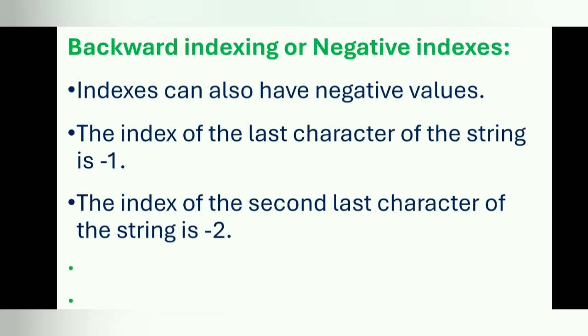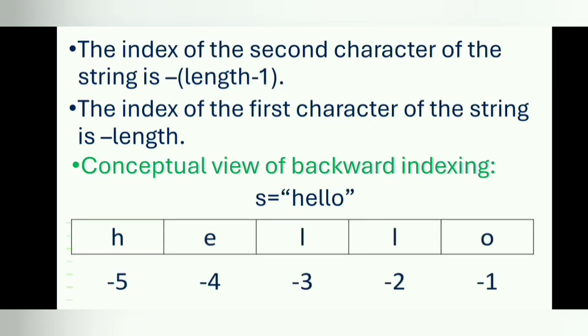Backward indexing or negative indexes. Indexes can also have negative values. The index of the last character of the string is -1. The index of the second last character of the string is -2. The index of the second character of the string is minus length plus 1. The index of the first character of the string is minus length.